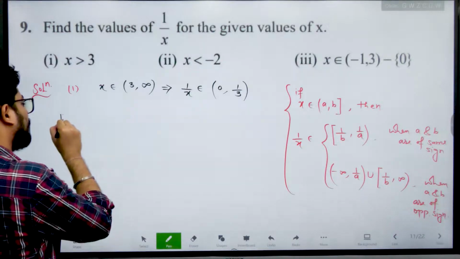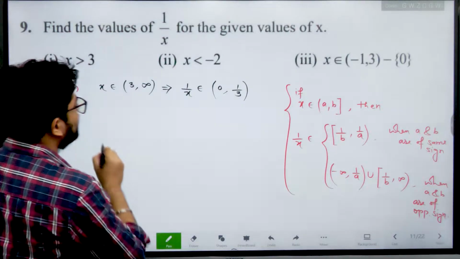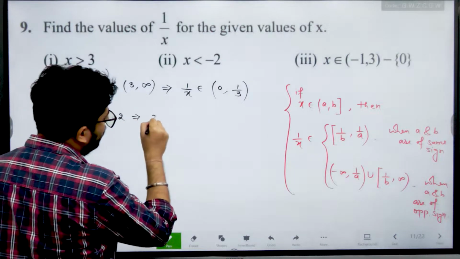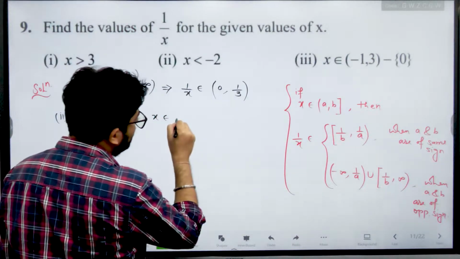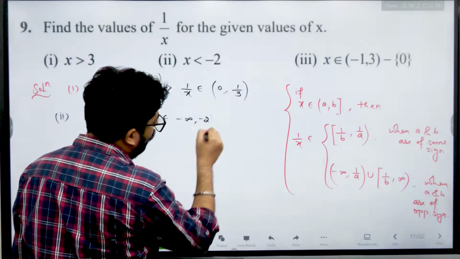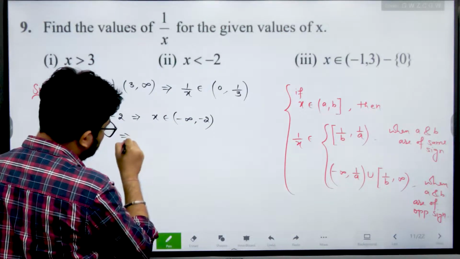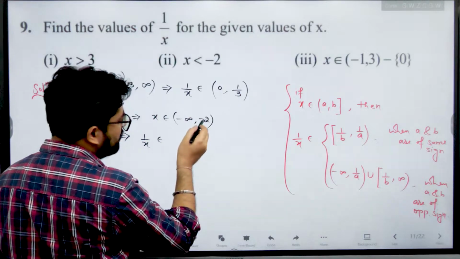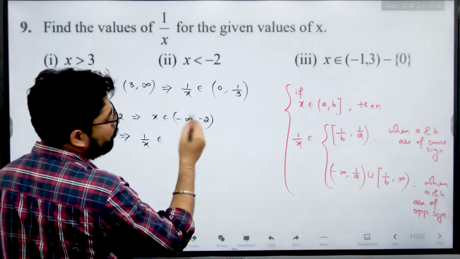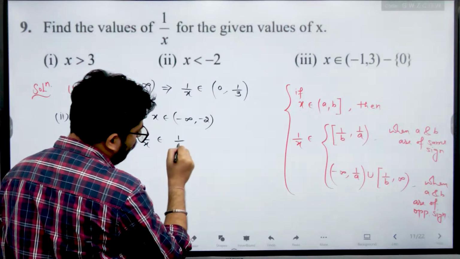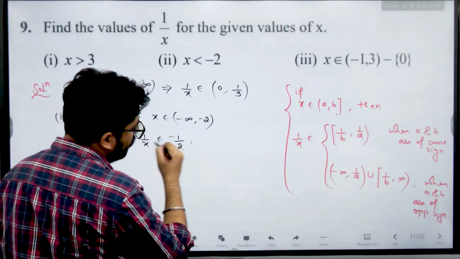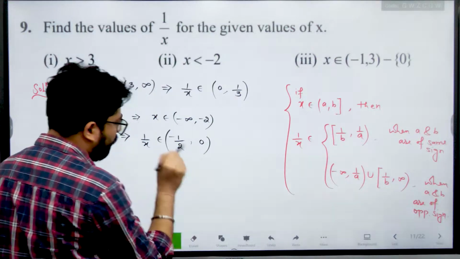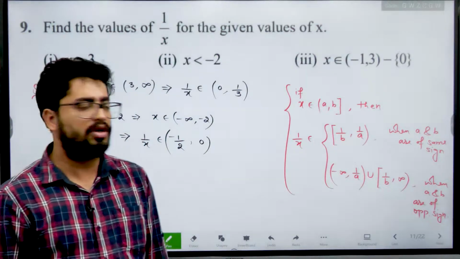Next one, second part: x less than minus 2. It means x belongs to (minus infinity, minus 2). Now both are of the same sign, so 1 by x belongs to (1 by b, 1 by a). 1 by b is minus 1 by 2, comma minus 1 by infinity, that tends to 0. So 1 by x belongs to (minus 1 by 2, 0).